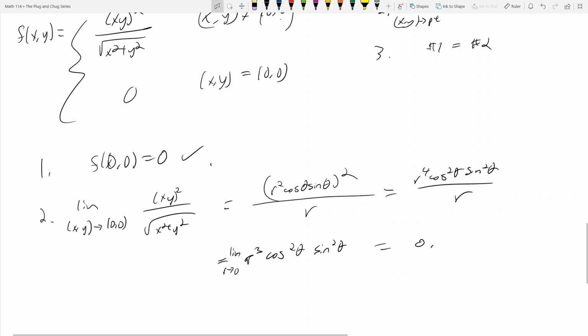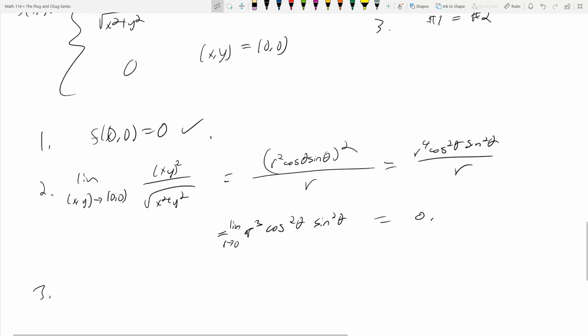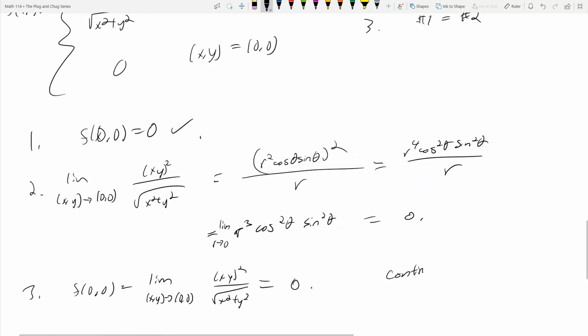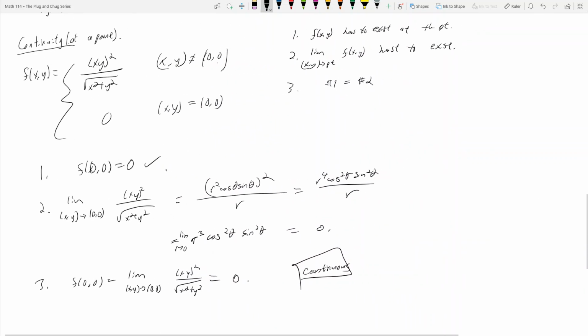And from part 1 and part 2, the function evaluated at 0, 0 is 0, and the limit as xy approaches 0, 0 is 0. And therefore, since f of 0, 0 is equal to the limit as xy approaches 0, 0 of xy squared over root x squared plus y squared, and since they're both equal to 0, the function is continuous. So that's the definition of continuous, and that's how you show continuity at a point.